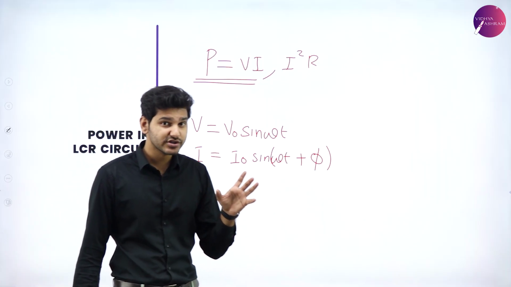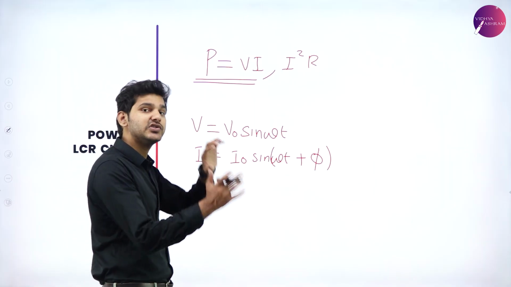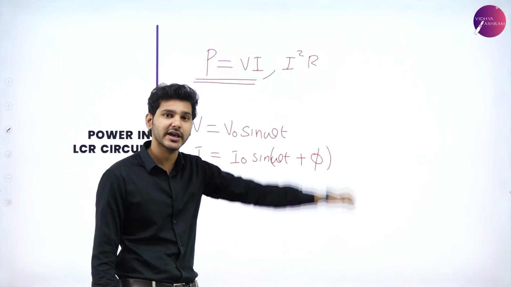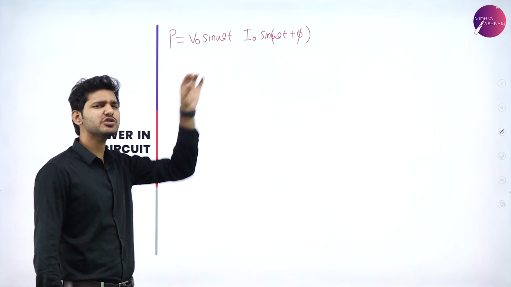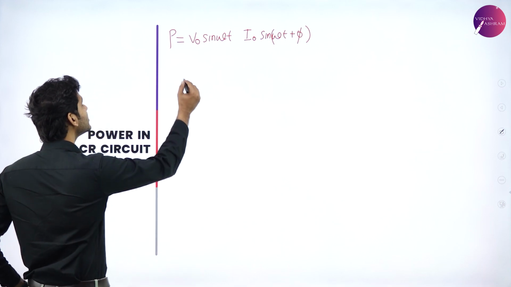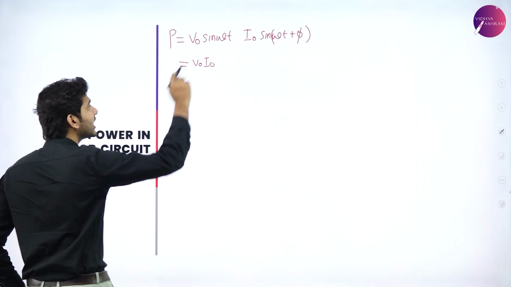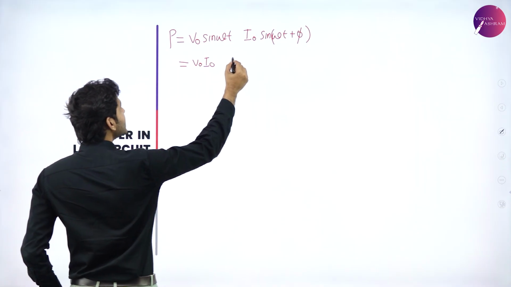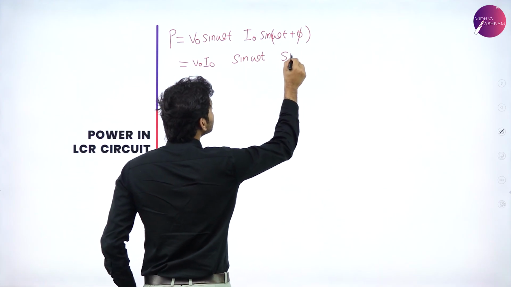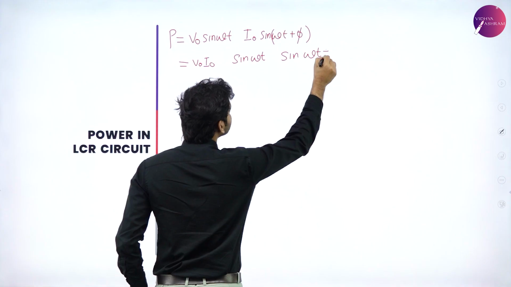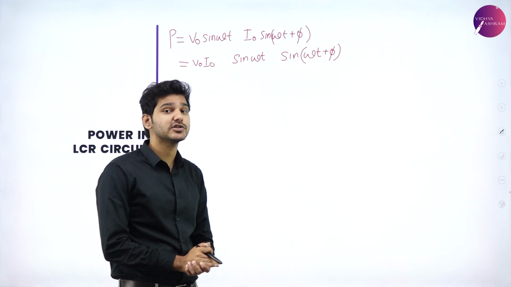Now I'm going to find the power. It's very simple. I'm going to write the whole equation like this. Since I have multiplied these two equations, I'm going to slightly rearrange it. I'm going to take V naught and I naught together and write these particular terms together, that is, sine omega t into sine omega t plus phi. So again, from this, the mathematics is going to start.